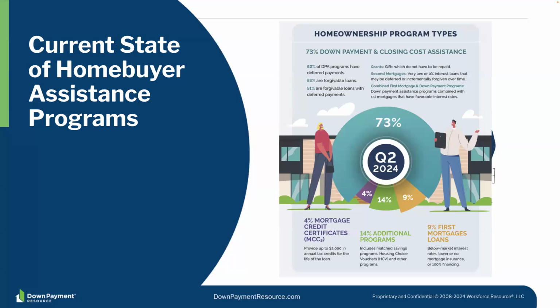There are differences. 82% have deferred payments, meaning you don't have a monthly payment on the DPA loan for some period of time. 53% are forgivable, either in part or in full, essentially becoming a grant over time. And 51% are both deferred and forgivable. And then there are still other DPAs that are true grants at closing or repayable monthly after closing. And as mentioned, we'll be breaking these down further, as well as the affordable first mortgages and tax credits or mortgage credit certificates in a moment.